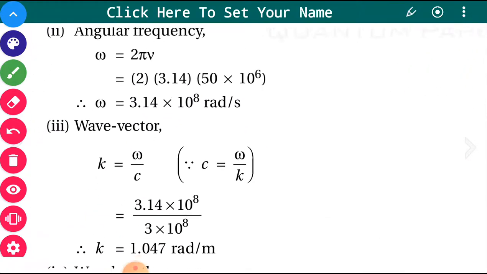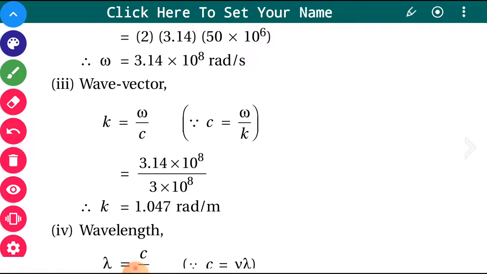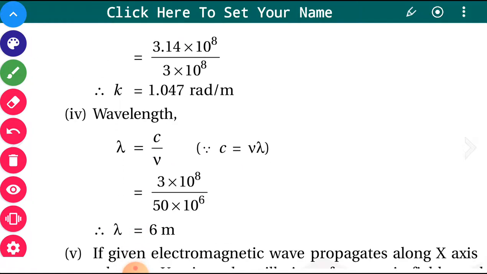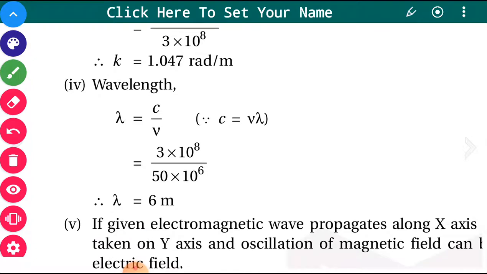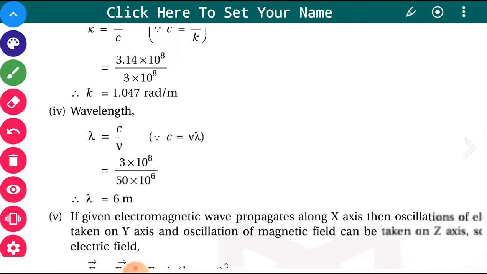Okay. Wave vector k is omega upon c. Omega is known to you, c is very well known. So k is 1.047 meter inverse, sometimes it is written radian per meter. Then wavelength lambda is equal to c upon nu. Wavelength can be easily calculated. c is known, nu is given. So it is 6 meter.